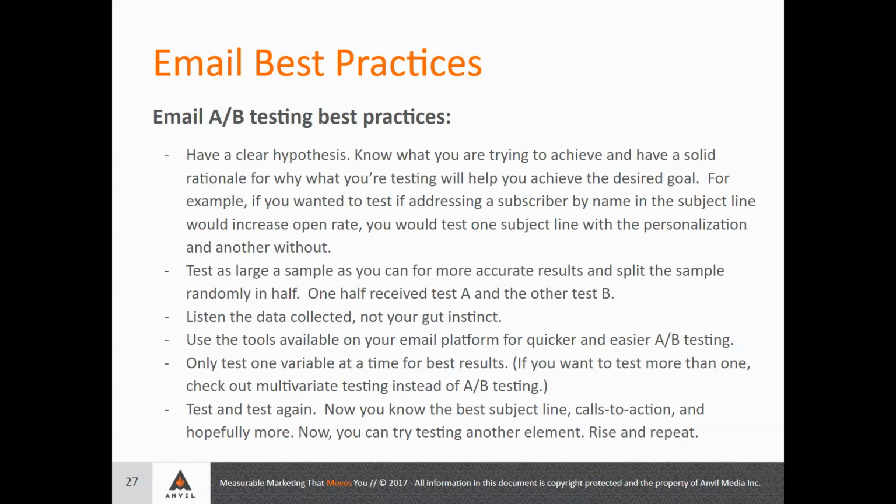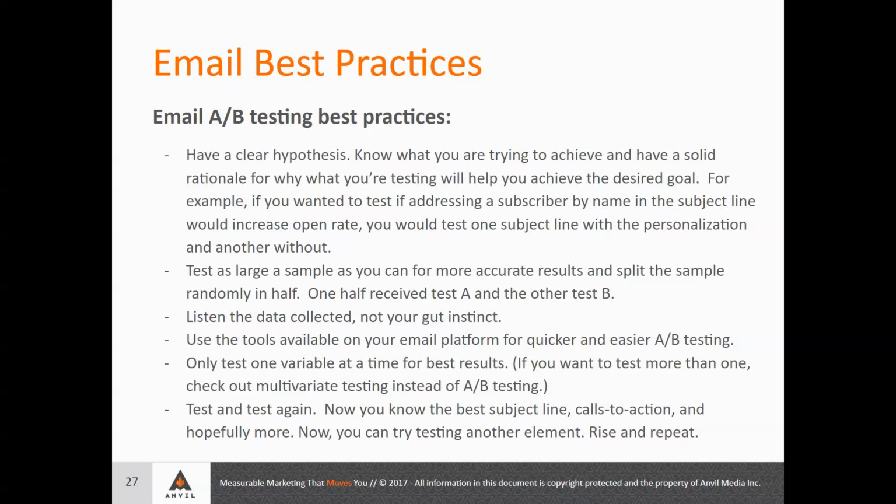Same with landing pages. If you want to test the button call to action, only change the text on the button. Don't change anything else. Leave the colors and everything else on the page the same. Just change that text on the button, because if you try to change more than one, it can get confusing and you won't know which element is actually causing it to perform better. There are ways to do multivariate testing instead of A/B testing, so if you do want to test more than one, you can check out some multivariate testing options.